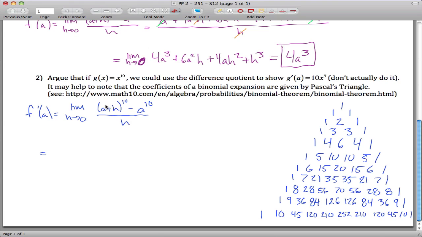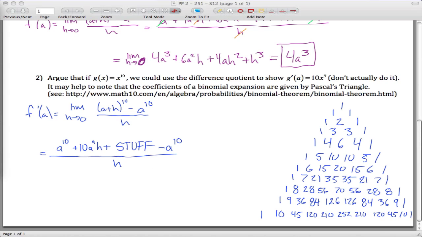What I'm saying is that a plus h to the 10th is 1 times a to the 10th plus 10, the second number, times a to the 9th times h, plus 45, a to the 8th h squared, plus 120, a to the 7 h cubed, and so on. But I'm not going to write that all out. I'm just going to write stuff. So we keep going with this whole expansion to get this, and then subtract a to the 10th and divide by h. But the key thing, all that's important here, is that we have an a to the 10th here, like we did above, and an a to the 10th here.